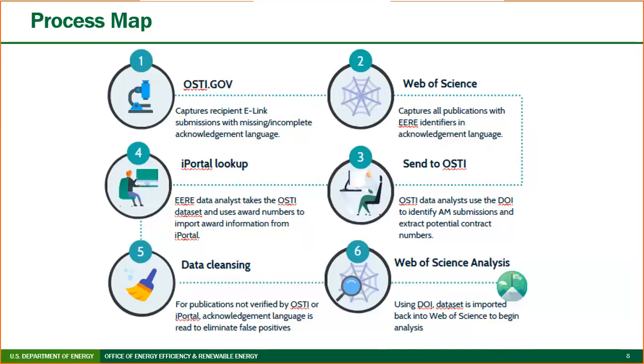Next, EERE data analysts pull in award information from EERE's iPortal system. Then comes data cleansing. For any publication not associated with an award number or technology office, I read the acknowledgement language to eliminate false positives. With 5 years of building this data set under our belt, we are at a point where we are starting to use Python to automate steps 1 through 4 and much of the data cleansing in step 5. So that is our method.